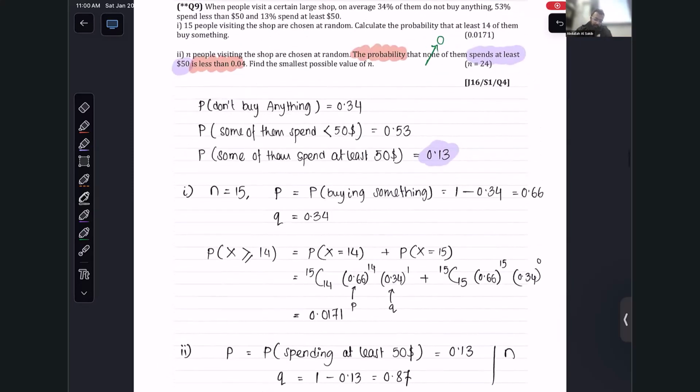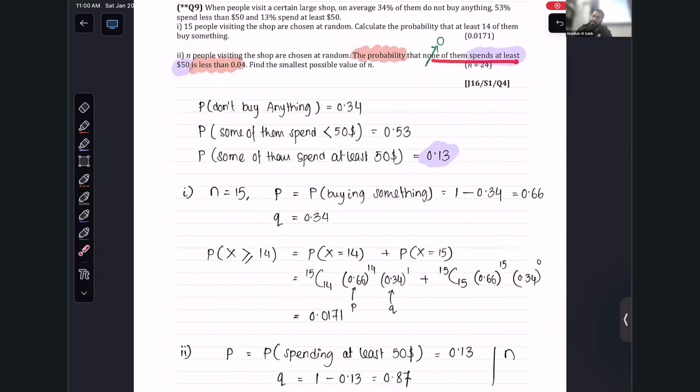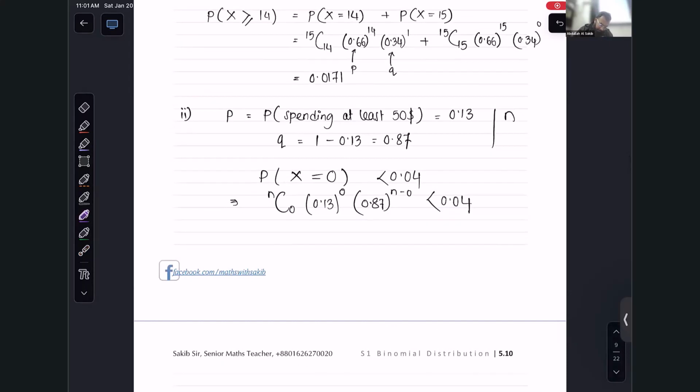X is what? None of them is spending at least $50. X is the number of people who are spending at least $50. So the question says X is 0. None of them is what? X is 0. So the probability of X equal to 0 is less than 0.04.